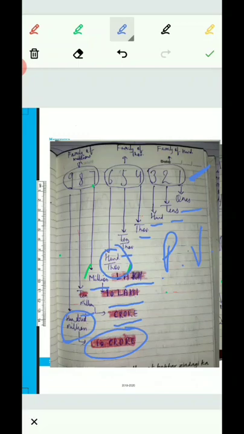So let's revise it. Ones, tens, hundreds, thousand, 10,000, 100,000, million, 10 million and 100 million in international number system. And in Indian number system, ones, tens, hundreds, thousand, 10,000, lakh, 10 lakh, crore and 10 crores. So these are the place values in both Indian and international number system. By this example, I think you can easily understand what differences we have in Indian and international number system.